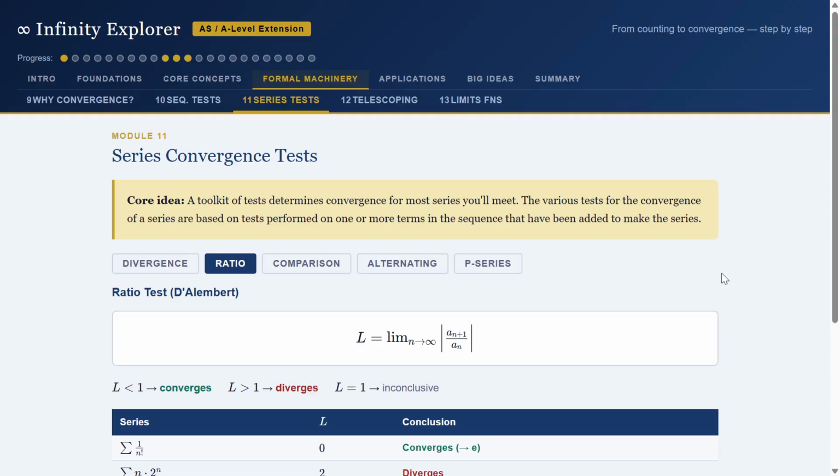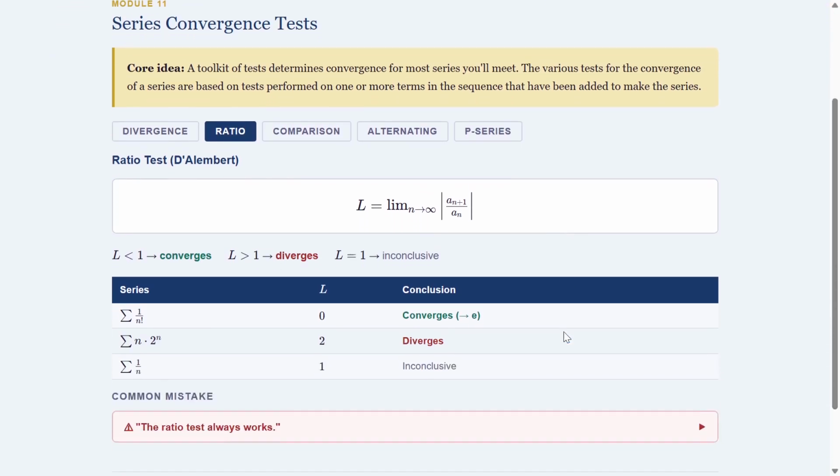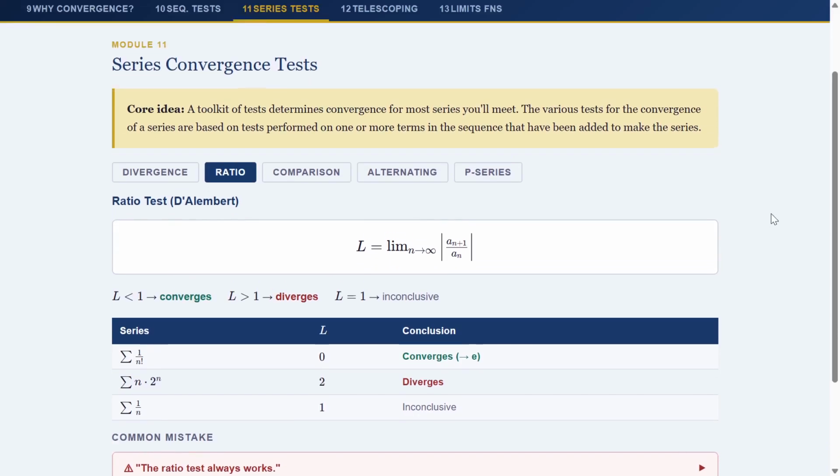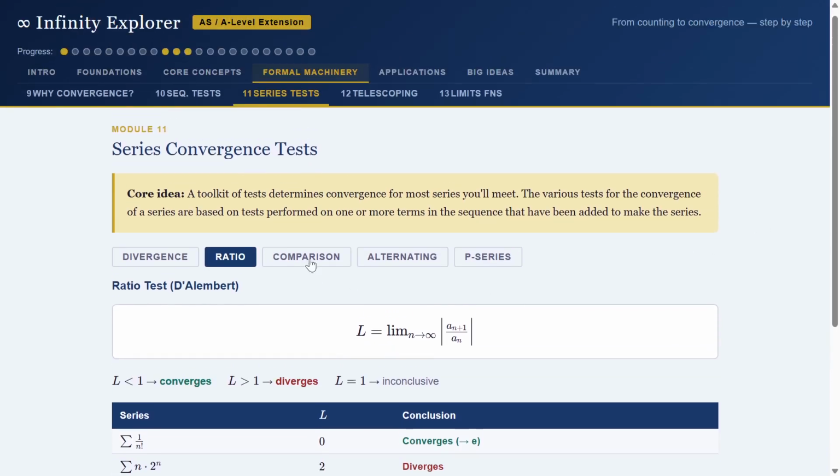Okay. If the limit of the ratio is equal to 1, if we can calculate that limit, then it's inconclusive. We don't know whether the series will converge or diverge. We don't know directly from this test what the sum will be, but it will tell us whether or not the series will converge or diverge for L less than 1 or L greater than 1.